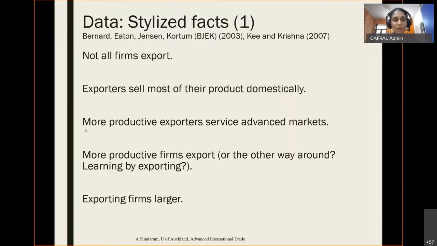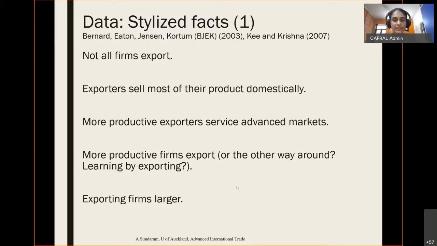And what we find is the more productive exporters are, the more they service the more advanced markets. So if you look at Indian firms and look at textiles, you'll find that the more productive Indian firms will be exporting to the US and Germany and so on, right? The other question here for the empirically minded, it's a very interesting question, is when you look at productive firms exporting, what do you make of it? Do you say that more productive firms end up exporting, or do you say that exporting actually increases the productivity of firms? So this is a chicken and egg story. Is it productive firms exporting, or that exporting increases productivity, right?